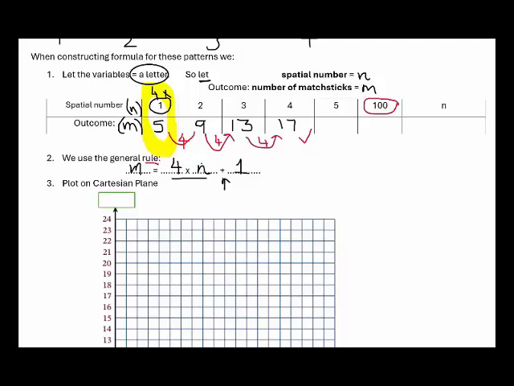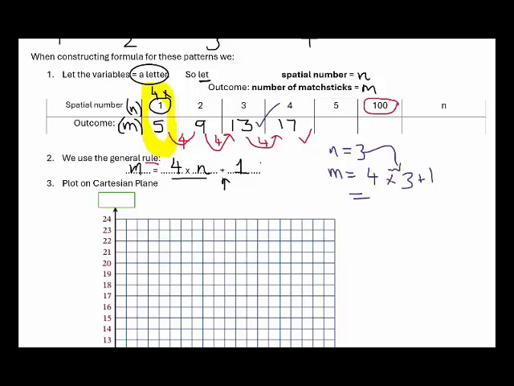Now, if this is what we think our rule is, what we need to do is spend the time to see if it works for something else. So I'm going to try this when n equals 3. What does m equal? So in this case, I've got 4 times, and instead of writing n, I write 3, plus 1. So what's 4 times 3? 12. 12 plus 1 is 13. Oh my God, that works.